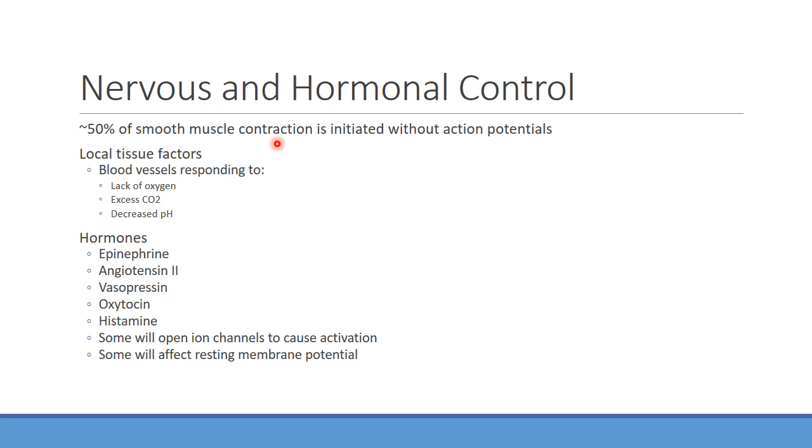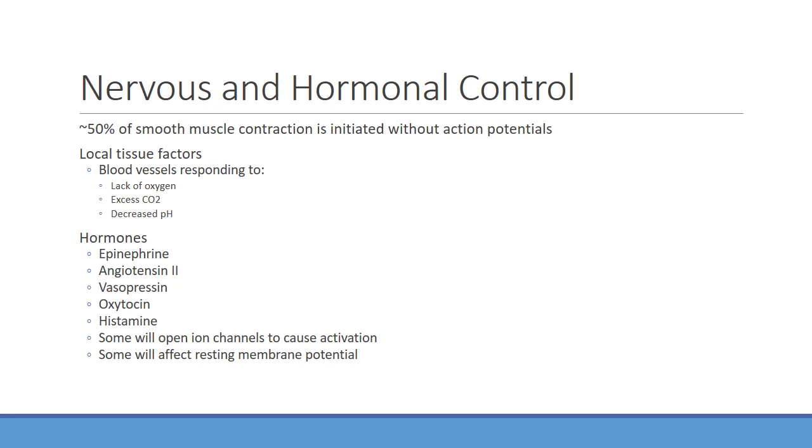On this side, though, when we're looking at more hormonal control, certainly you can see local tissue factors playing a role here. So think about things like blood vessel dilation happening in response to a lack of oxygen or excess CO2 or decreased pH, right? All those are things saying, hey, we need more oxygen to the tissues. Let's go ahead and dilate so we can get more blood flow happening here. And then certainly hormones, we know things like epinephrine from the adrenal gland, angiotensin II, vasopressin, again, we've covered these ad nauseum. Certainly things like histamine. You guys know what histamine does to blood vessels? Should dilate, right? That's why you get hypotensive when you have an allergic reaction. Some of them will open ion channels to cause activation. Some of them will only affect resting membrane potential, but we've covered a lot of these already.